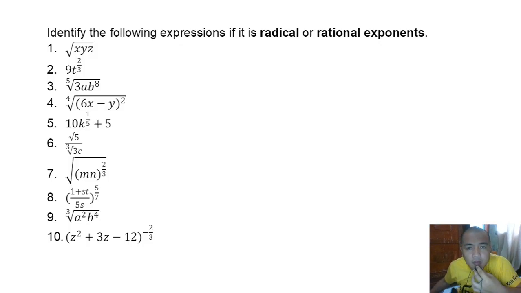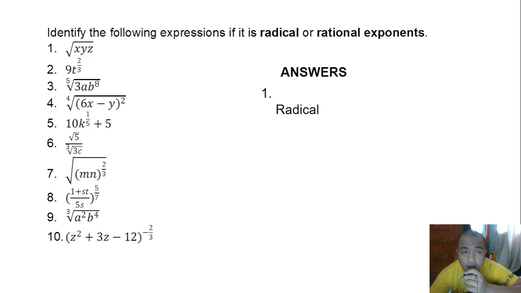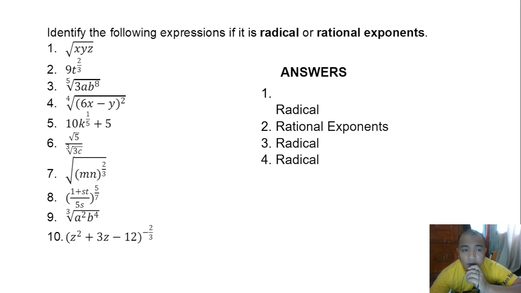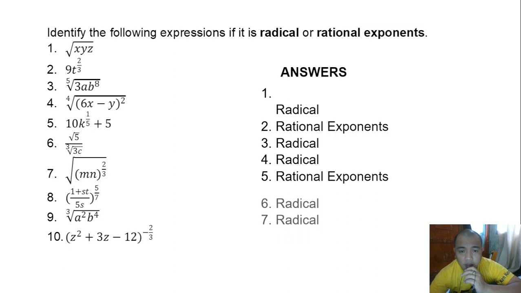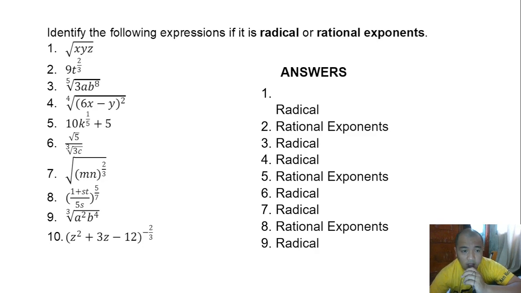Number 1, identify whether the following expressions are radical or rational exponents. Number 1, radical, of course, because of the presence of a radical sign. Number 2, rational exponents. Number 3 and 4, radical because of the presence of the radical sign. Number 5, rational exponents. Number 6, radical. Number 7, radical. Number 8, rational. Number 9, radical. And number 10, rational exponents.